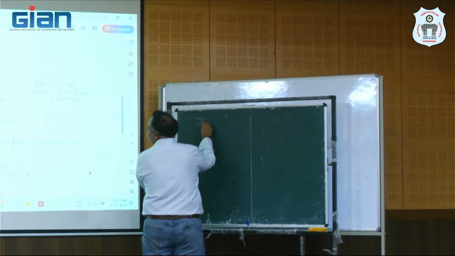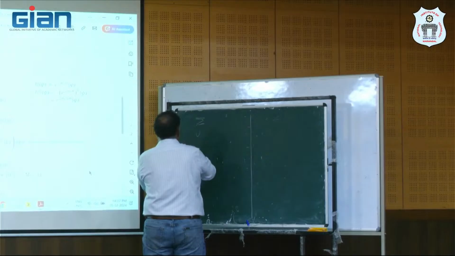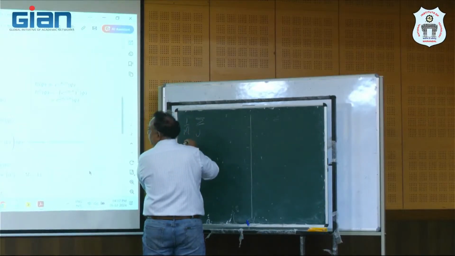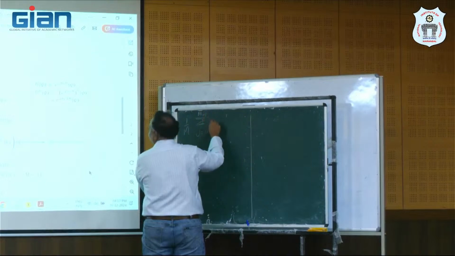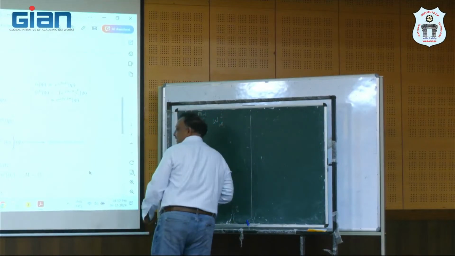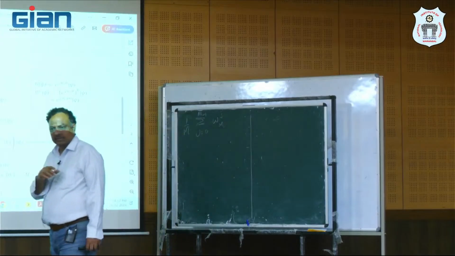Summation over j, 1 over m, going from 0 to m minus 1, omega m to the j. Agreed? This is the one?